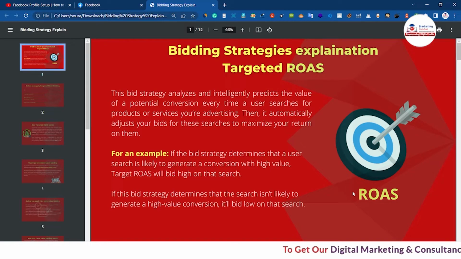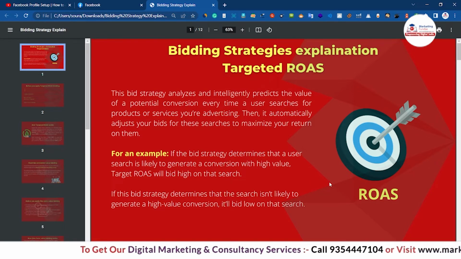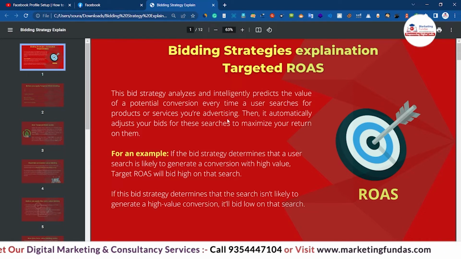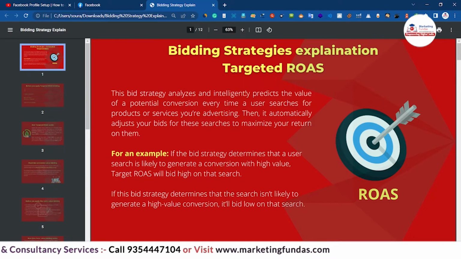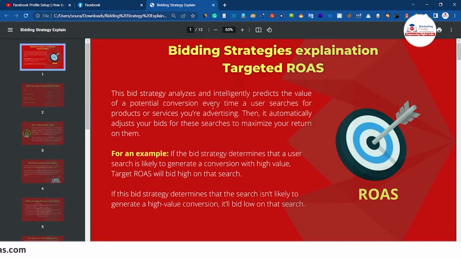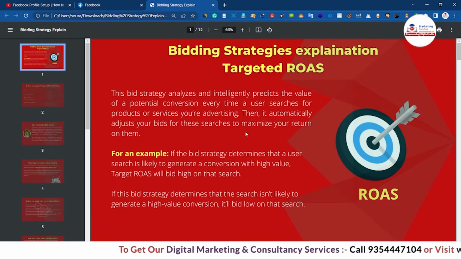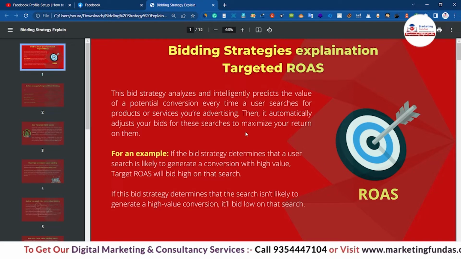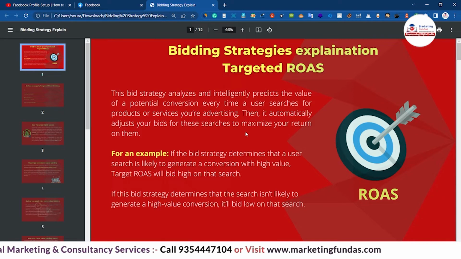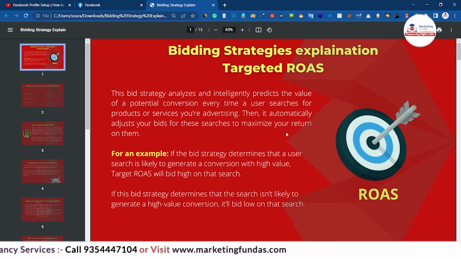So the first bidding strategy is targeted ROAS, which means targeted return on ad spend. In this bidding strategy, the system analyzes and intelligently predicts the value of a potential conversion every time a user searches for a product or any service. Then it automatically adjusts the bidding also, which means if the Google system sees that these kinds of searches are converting more, then the Google system increases the bidding to bring the best result or return.